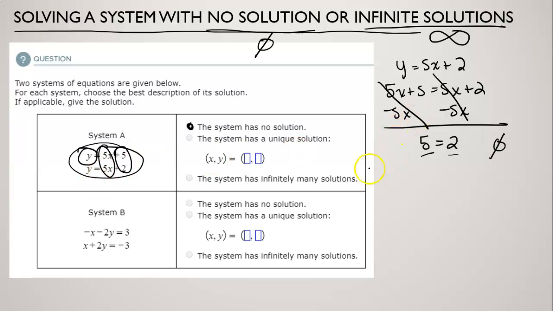Let's look at system B. Let's solve system B using elimination. I've already got a negative 2 and a positive 2, and these are already in standard form, so that makes this perfect for elimination.